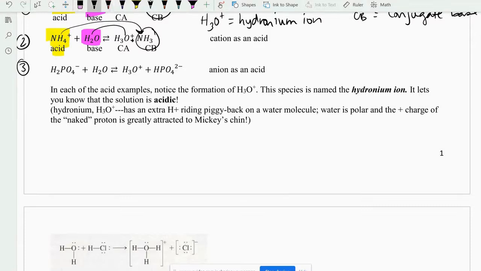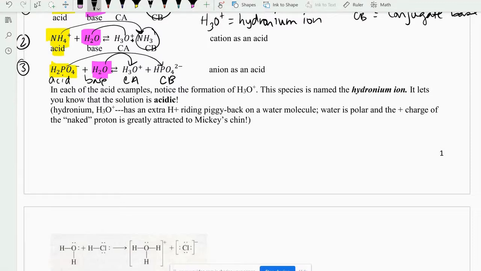So if you said that H2PO4 minus is going to be our acid, because look at what's happening, you guys. This acid is going to lose a proton to form the conjugate base. And if you look at water, it is behaving as a base. It is going to accept the extra hydrogen to form the conjugate acid. Now, you guys, water is not always going to behave as a base. It just so happens in this example, that is what is going on here.